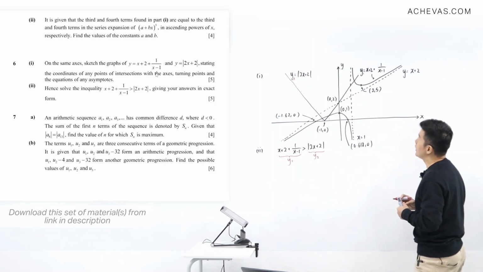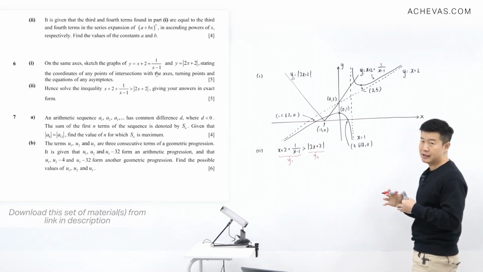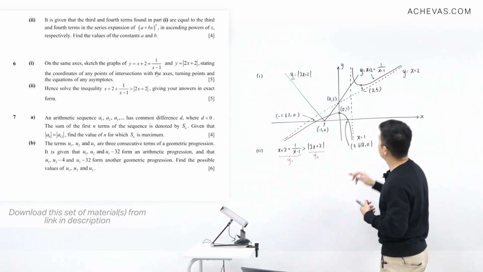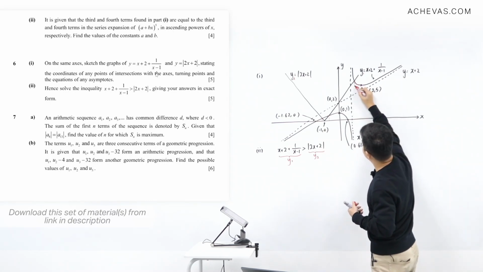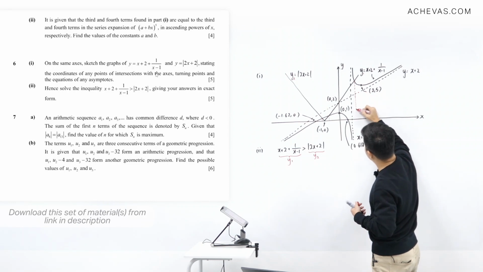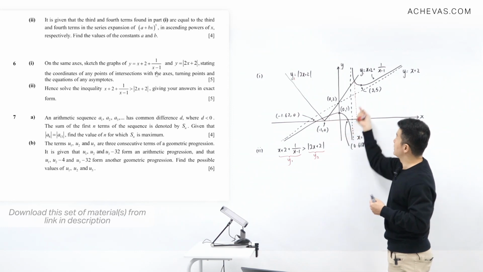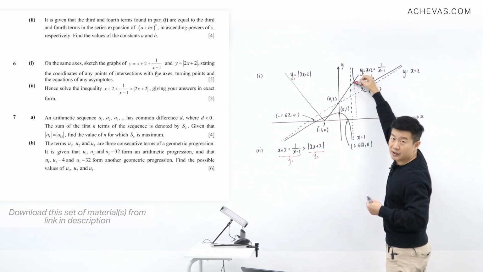Is there any more region where the y coordinate of the curve is more than the V-shaped graph? Yes, there is another portion, and that is going to be this portion here. So we have two portions, one here and the other one here, where the y coordinate is more than this.